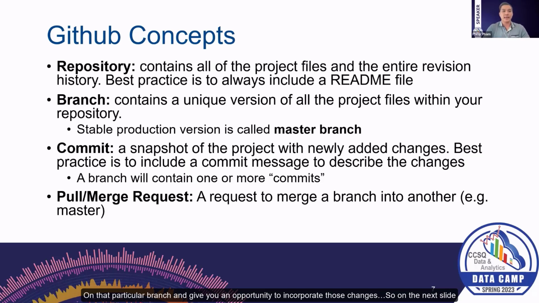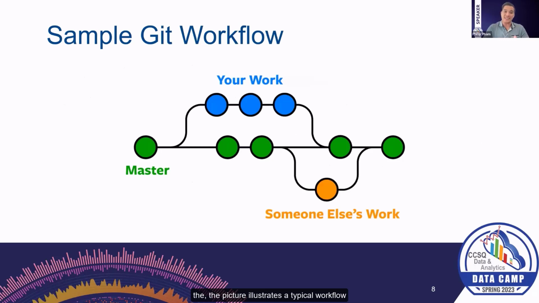So on the next slide, the picture illustrates a typical workflow where the production main branch, as you can see, is going to be in that middle master branch. And from that particular master branch, you can create your own branch where you do your work towards the top, but someone else on your team can create their own branch as well on the bottom. And with this specific flow, multiple users on your team can contribute to a single code base by putting up pull requests, reviewing them, and then merging them at different times, as you can see as they merge back into the master branch.